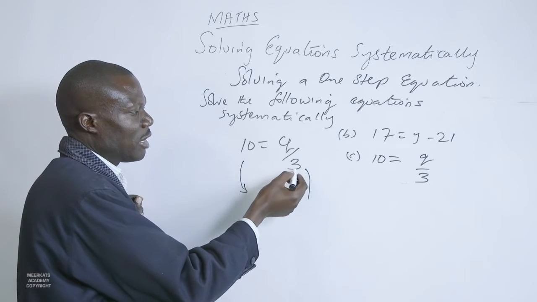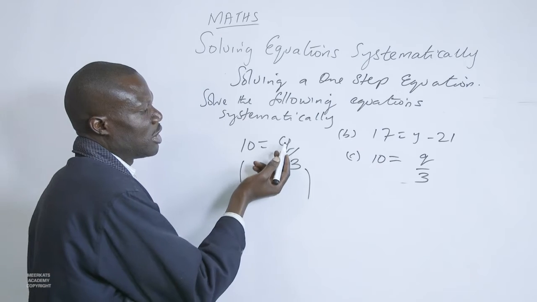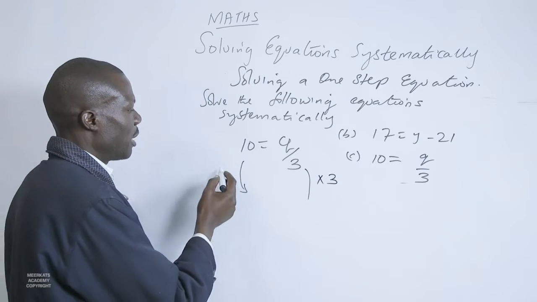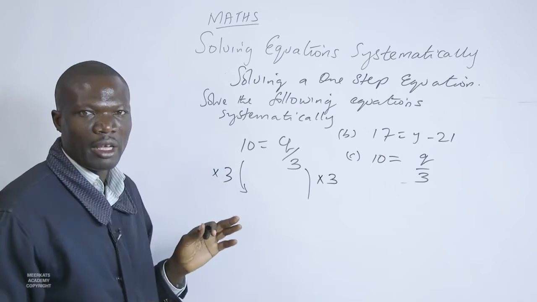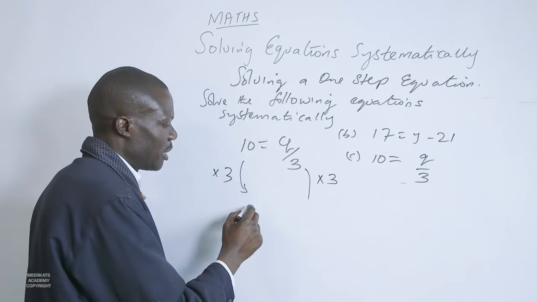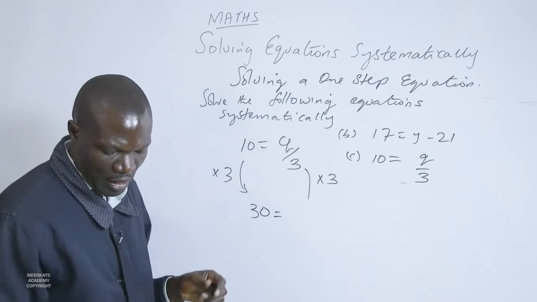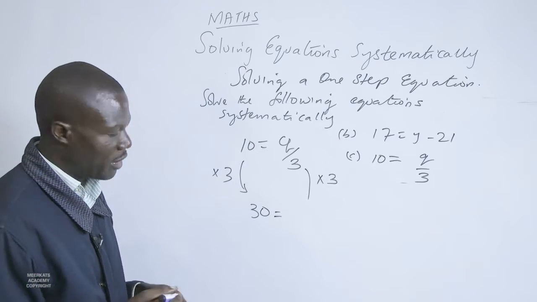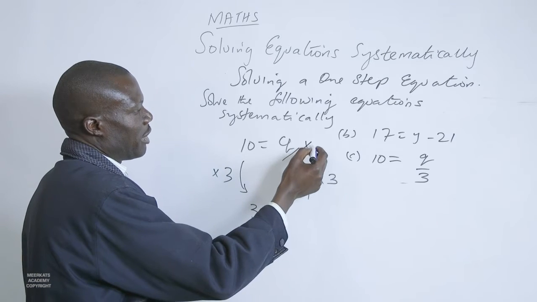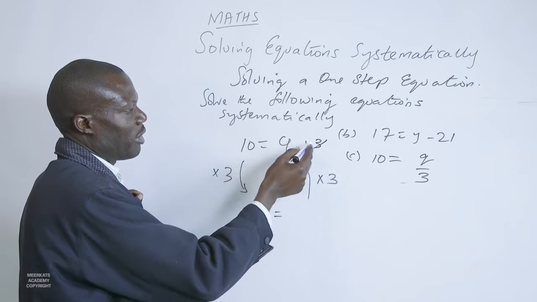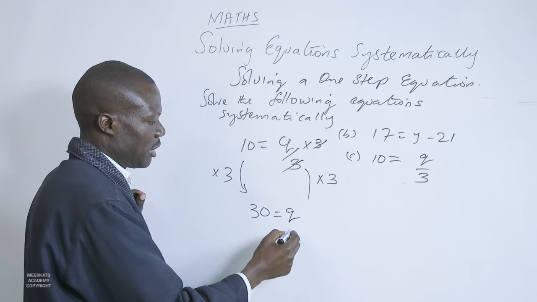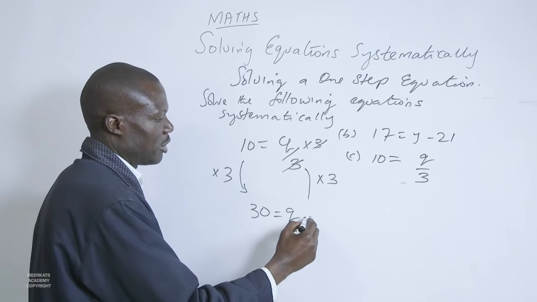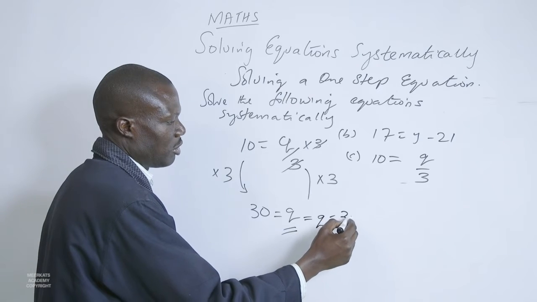We shall take the right-hand side, the opposite of division is multiplication. Because this is q divided by 3, here we shall multiply by 3, and this side we shall also multiply by 3. 10 multiplied by 3, you will get 30. And on the other side, when you take q over 3 and multiply by 3, the 3 and 3 cancel, we remain with 1 q. So 30 is equal to q. The solution is q is equal to 30.